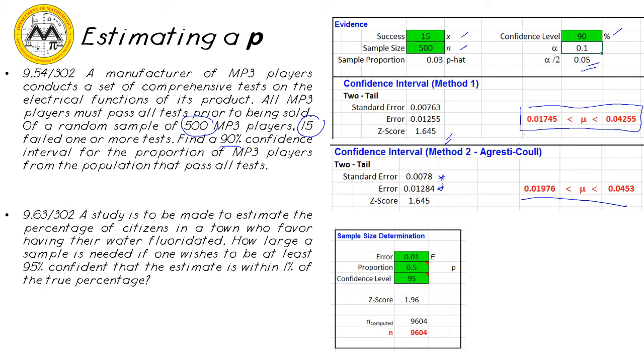A study is to be made to estimate the percentage of citizens in a town who favor having their water fluoridated. There's no background regarding this study. How large a sample is needed if one wishes to be at least 95% confident? The confidence level is 95%, and it is within 1% of the true proportion, so 0.01. If we don't have an idea of the true proportion, we use 1/2. So we use the second formula for the sample size determination. The answer is 9604.